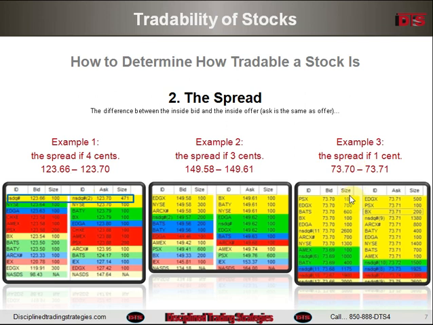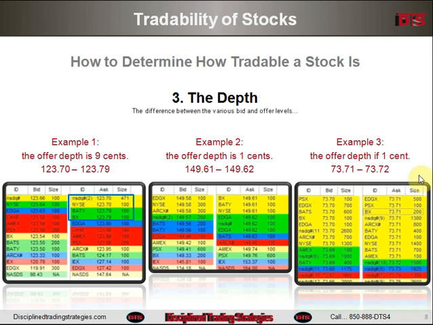And the last one, you can tell, looks more liquid. It is 73.70 by 73.71, a difference of 1 cent. That is as small as it can get. A 1 cent spread is the minimum there can be. Otherwise, the bid and the offer would match and there would be a sale and it would be removed from the screen.